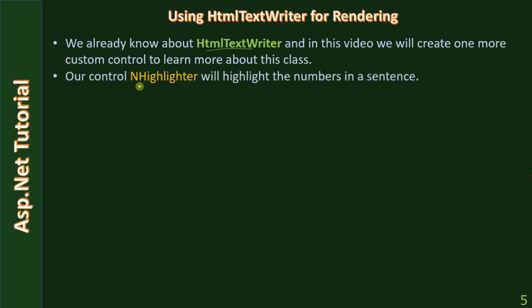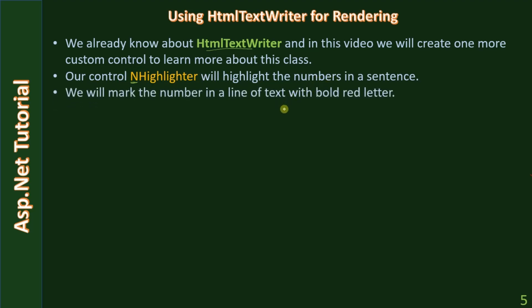So we will create a custom control called nHighlighter. Here n stands for number. We will highlight the number. Our nHighlighter will highlight the numbers in a sentence. We will mark the number in a line of text with a bold red letter.